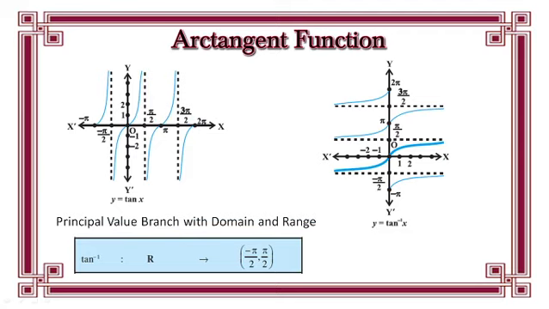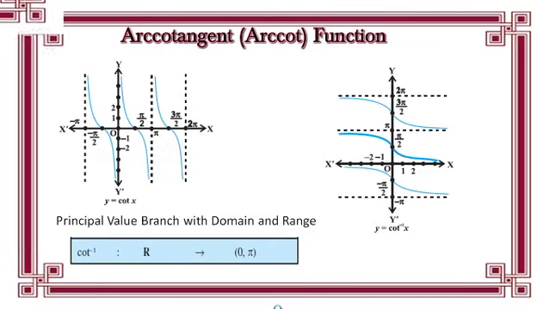For the arc tangent function, or we call it the tan inverse function, the domain is all the real numbers and the range is minus pi by 2 to pi by 2. But if you look at the interval, this is an open interval because it excludes minus pi by 2 and plus pi by 2, because at minus pi by 2 and plus pi by 2 it becomes not defined. So that's why it is the open interval minus pi by 2 to pi by 2.